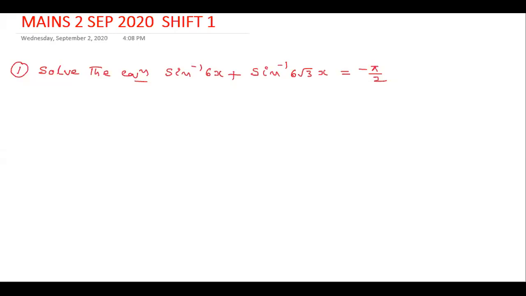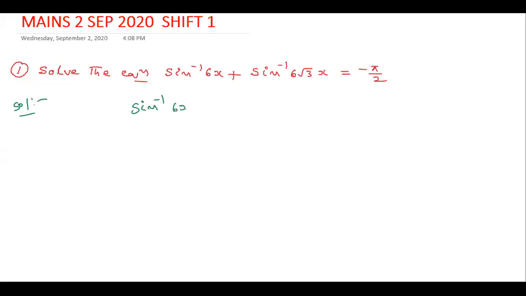So today I'm going to discuss the JEE Mains 2nd September 2020 shift 1 problems. I'm going to discuss the 5 problems in the first part. Solve the equation sine inverse of 6x plus sine inverse of 6 root 3x is equal to minus pi by 2. Here we need to find the x value. Observe that this is an easy question.